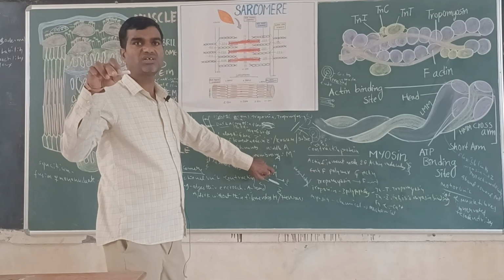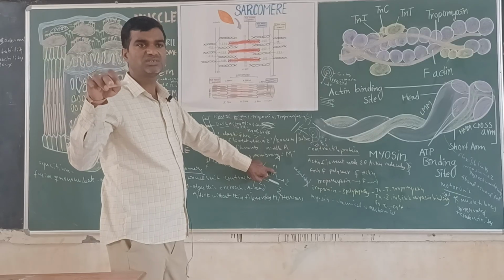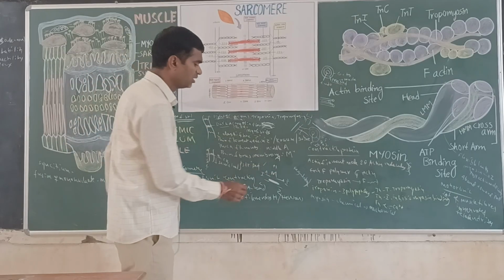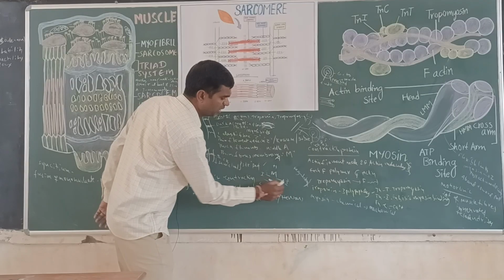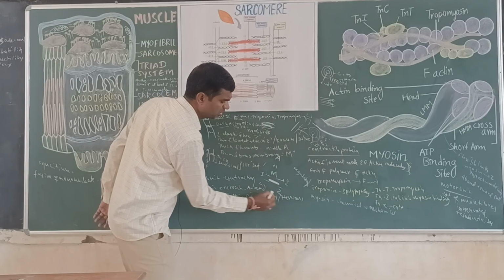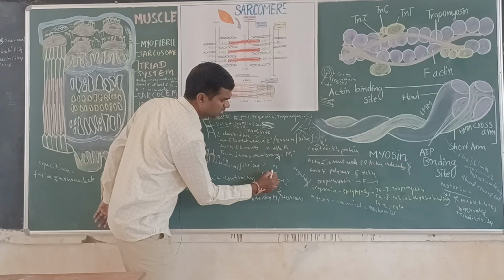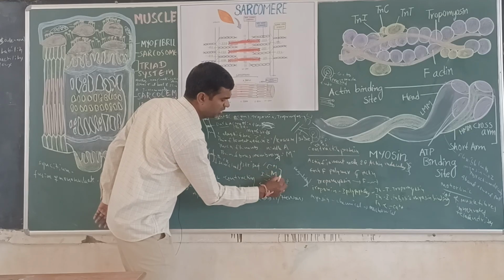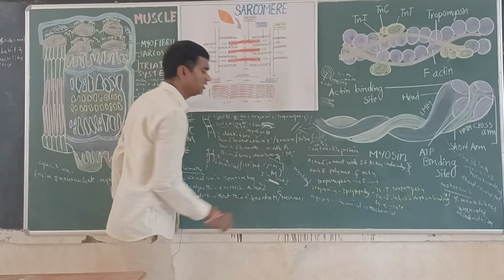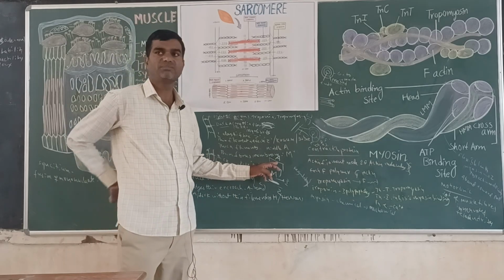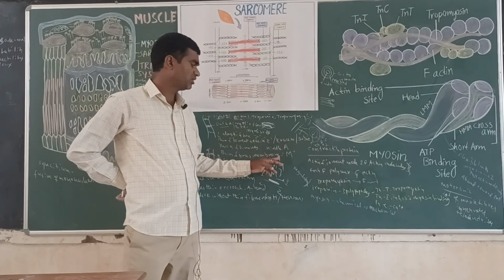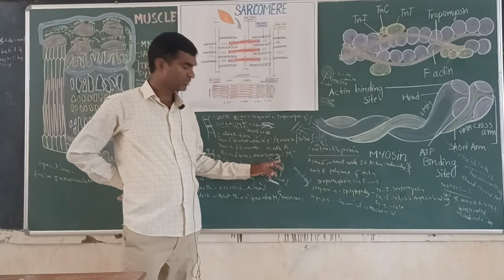H zone is called Hensen's zone or Hensen's node. See, I band and I band, and opposite to them the Z bands are there. This is the M and H band. Covering the upper layer, that is called the A band.